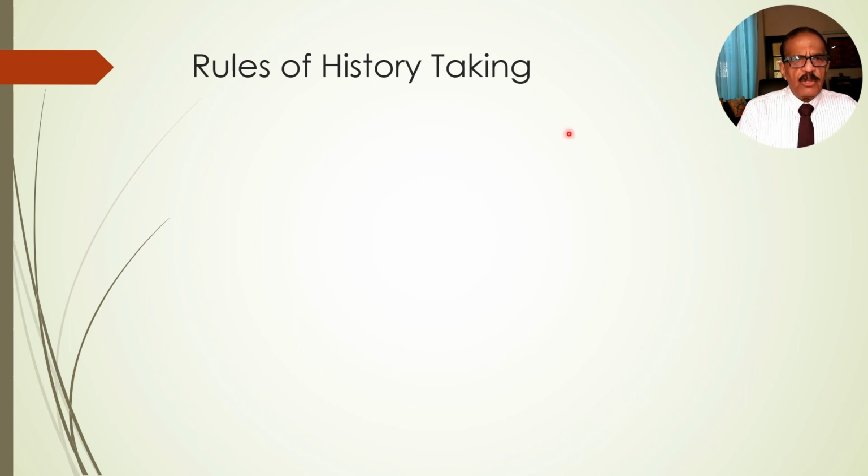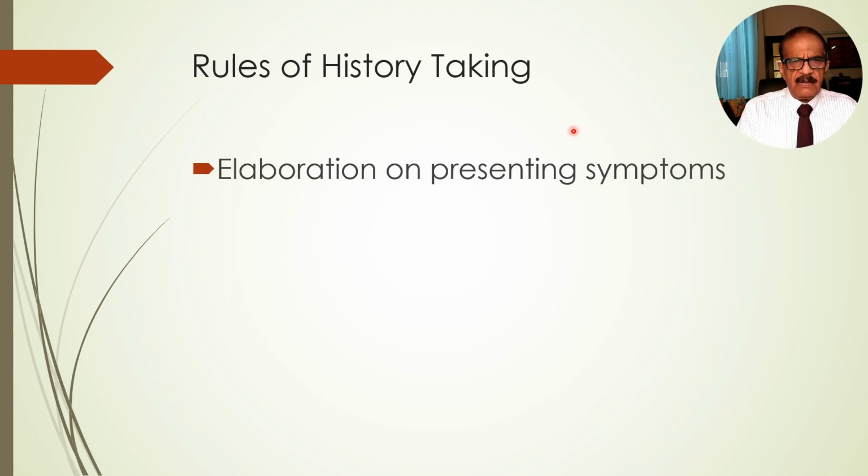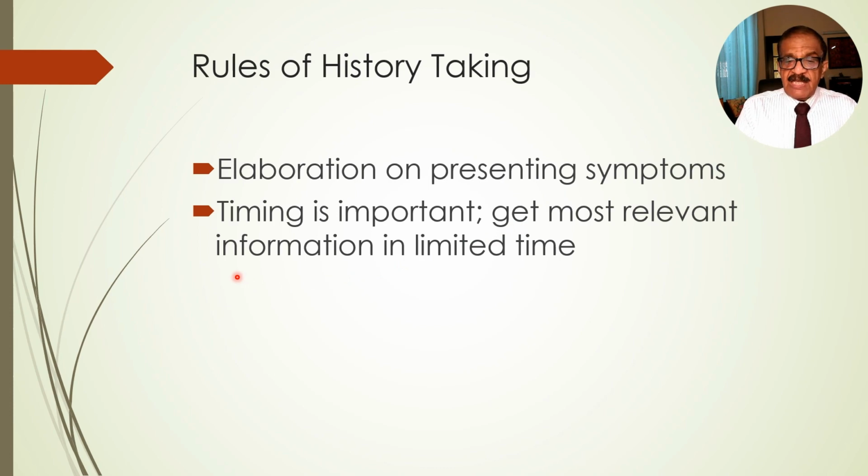Okay, there are certain rules of history taking. Number one, it is basically elaboration on the presenting symptom, with the starting sentence that, as I told you, the patient was in usual state of health, and then you elaborate on the first symptom and then the second and then the third symptom. And timing is important, because you must get the most relevant information in limited time. Time is always limited. Time is actually the scarcest resource at our disposal.